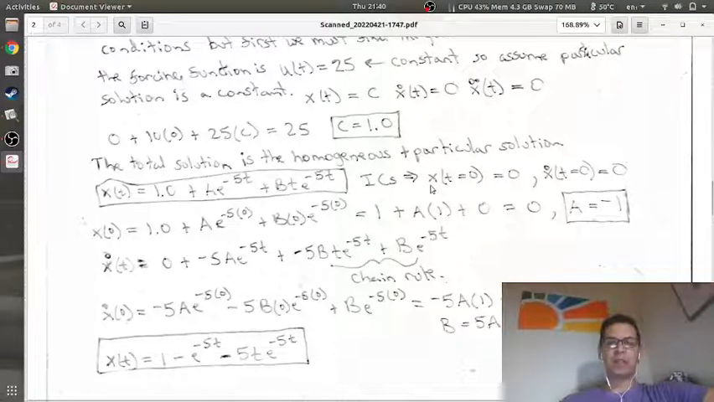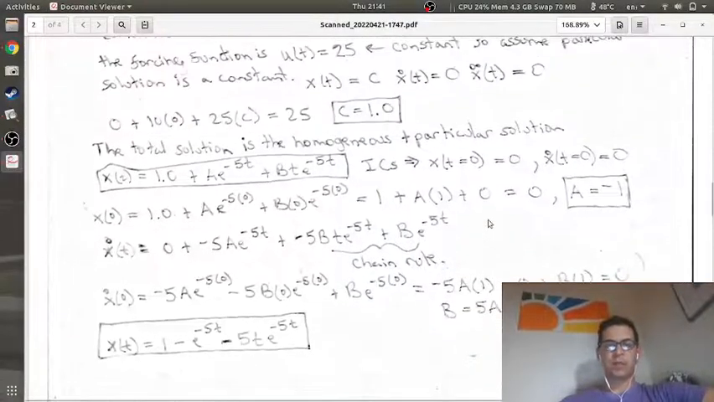The initial conditions here are that the initial position is 0 and the initial velocity is 0. If you plug in 0 for time in the position, the 1 will come down. e to the 5 times 0, e to the 0 is 1, so you just get a. And then you plug in 0 for b times 0, that all goes to 0, so you get 1 plus a plus 0 equals 0. And so in this case, a is negative 1. So you found your first constant and you can move on.